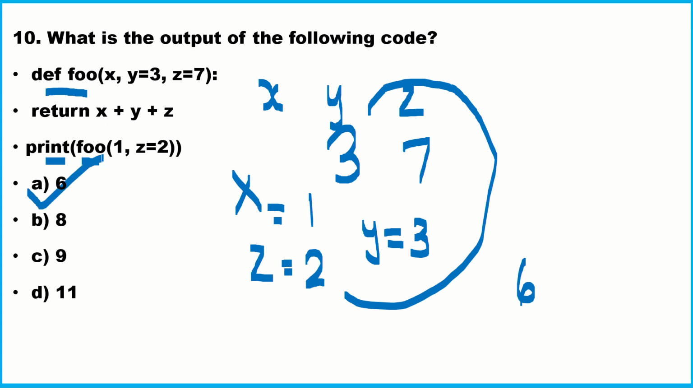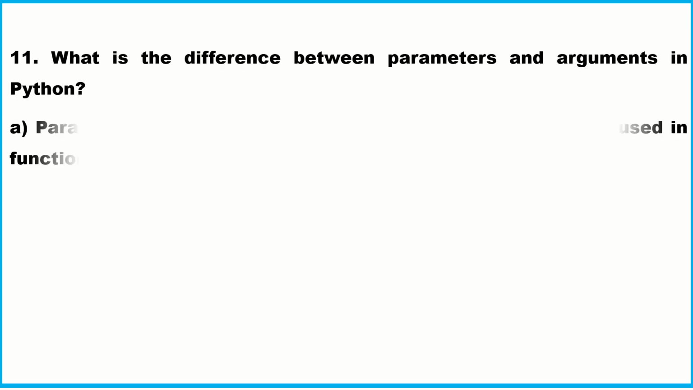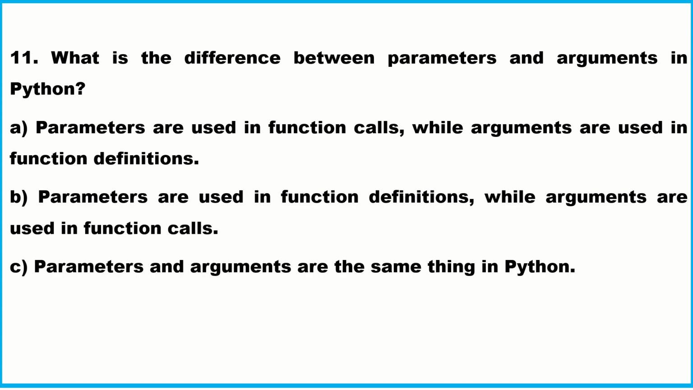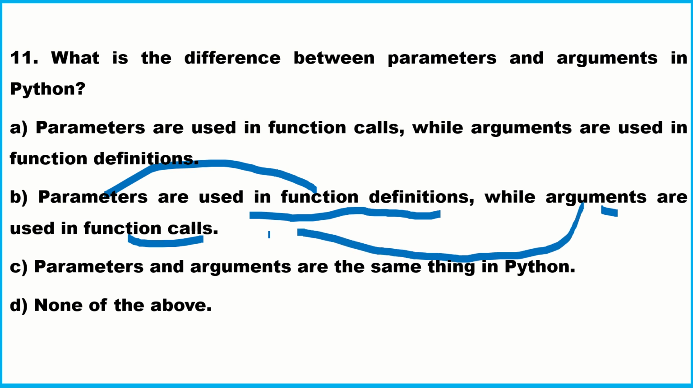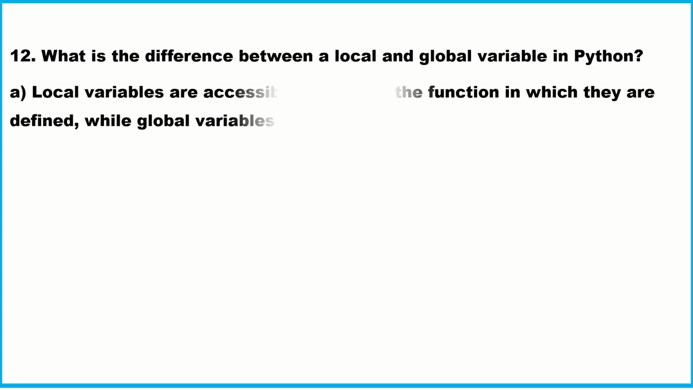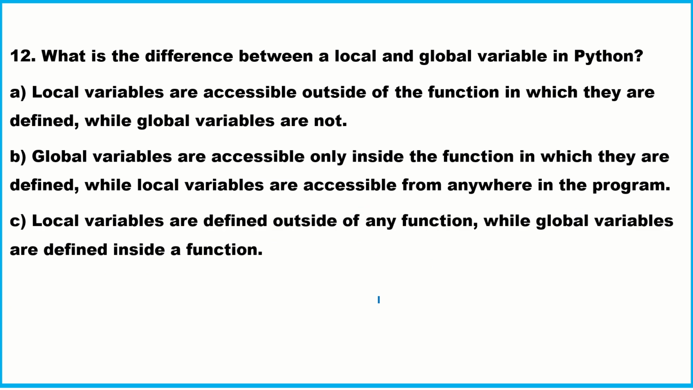Next one. What is the difference between parameter and arguments in Python? Parameters are used in function definition, while arguments are used in function call. Next one. What is the difference between a local and a global variable in Python?